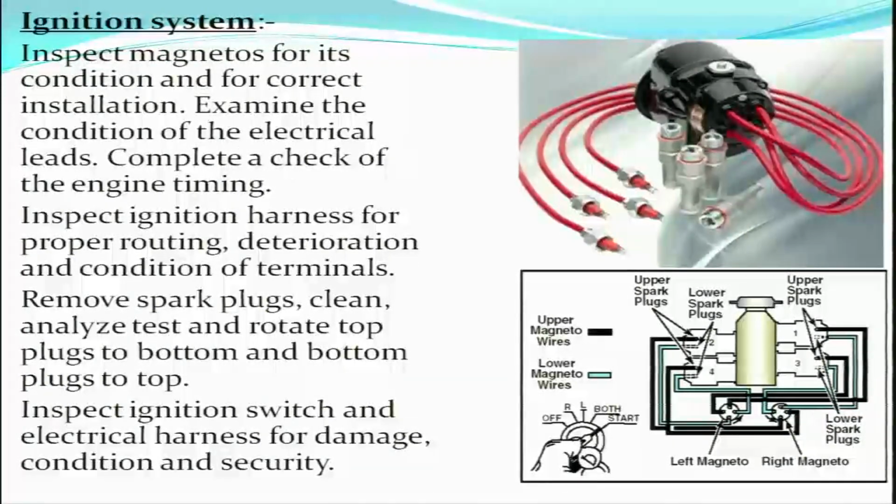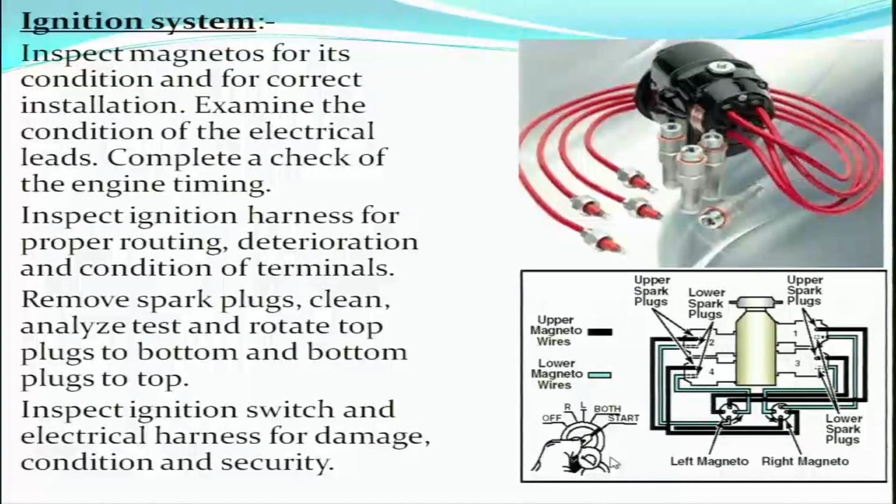Remove spark plugs, clean, analyze, test and rotate top plugs to bottom and bottom plugs to top. The spark plugs are removed, cleaned, their gap is adjusted, they are tested for sparks and then installed back. The top plugs are installed at the bottom position and the bottom plugs at the top position. This is part of the 100 hours schedule. Inspect the ignition switch and electrical harness for damage, condition and security. So this is your ignition switch here.